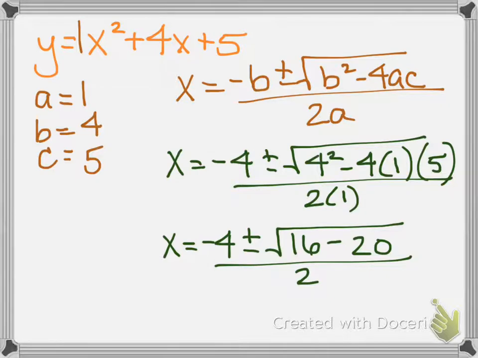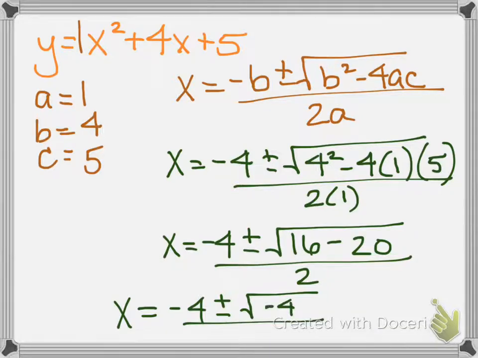Okay, so here's where it happens. Continuing this, we get x equals negative 4 plus or minus the square root of 16 minus 20, which is negative 4, divided by 2. And here's where in the past we would try to put this in the calculator and it would give an error, and I would tell you that you're doing something wrong because we haven't learned this yet. Well, here it is. We're learning it. So how do we calculate this if the calculator doesn't let us do it? This is where that imaginary unit comes in.